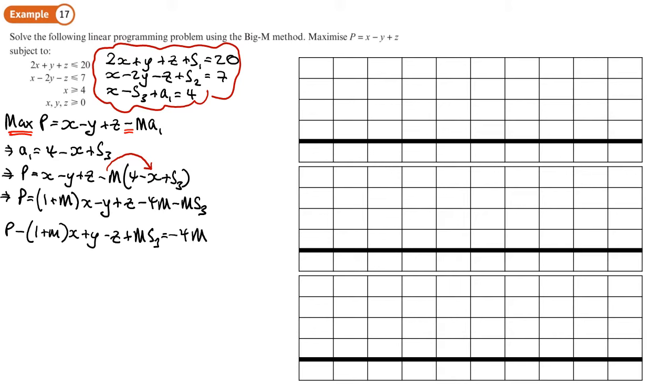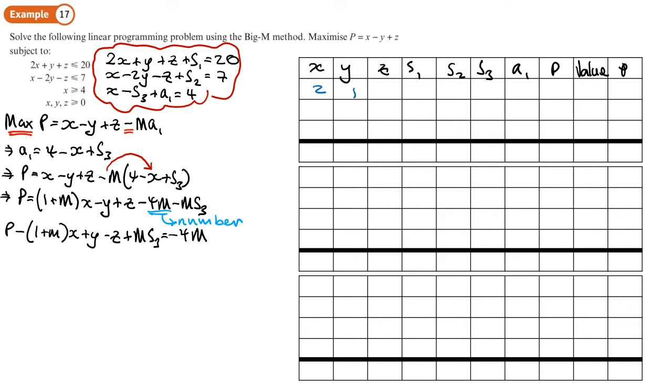So remember, this here, anything with m and a number is just a number. Negative 4 times by a very big number. Now we're ready for the Tableau. So we've got x, y, z, s1, s2, s3, a1, p, whatever the value of the equation is, and we'll do our working in that last column.